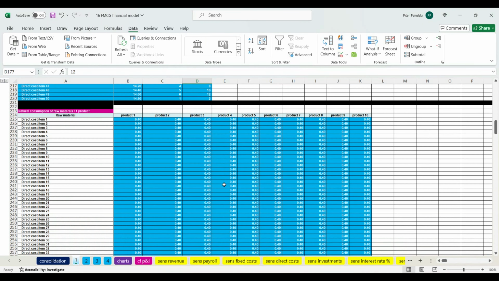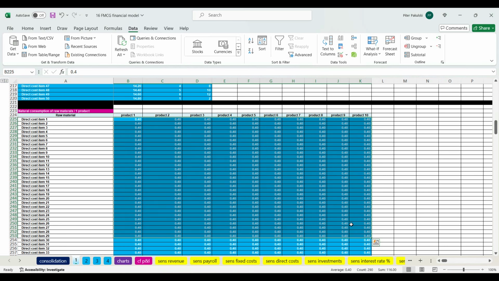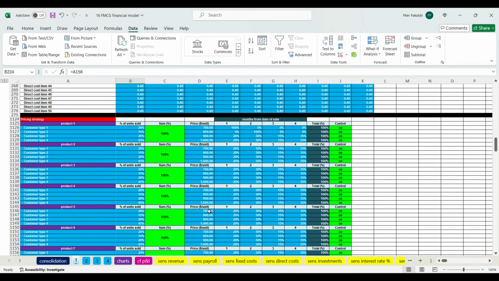Then you go to the next block of input data concerning natural consumption of direct cost item per one product. Here, from top to the bottom, you have a list of all direct cost items. From the left to the right, you have a list of your products. In the input area, you enter natural consumption of each direct cost item, in metric we buy it, needed to produce one product. Now we move to the pricing strategy.